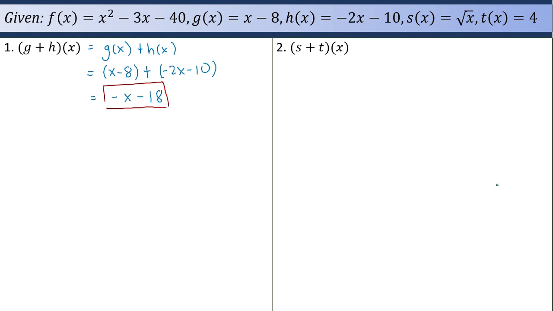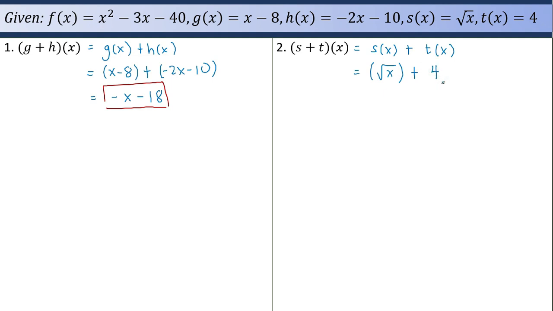Number 2, we have s plus t of x. So again, according to the definition of addition of functions, this is just equal to the sum of s of x and t of x. Right? Ano ba ang s of x? Ang s of x natin ay square root of x. While ang t of x naman natin ay 4.